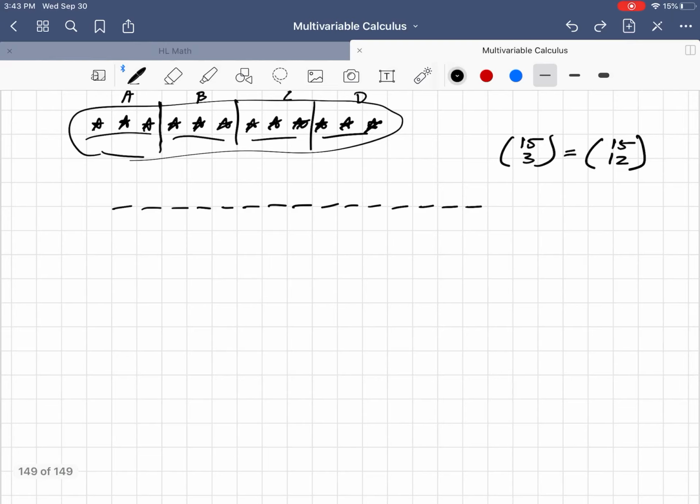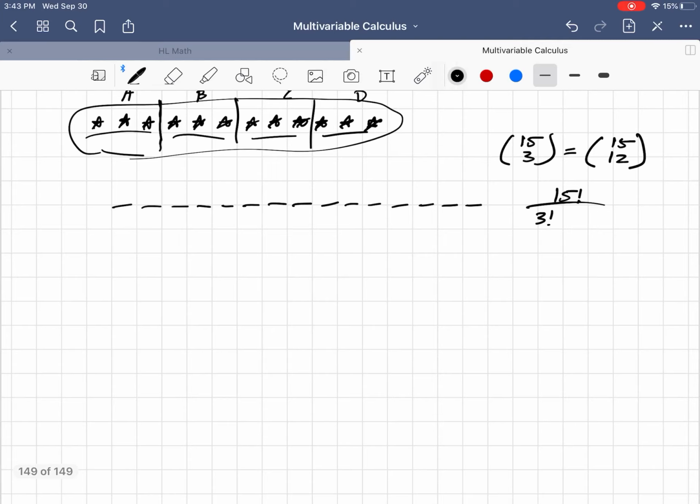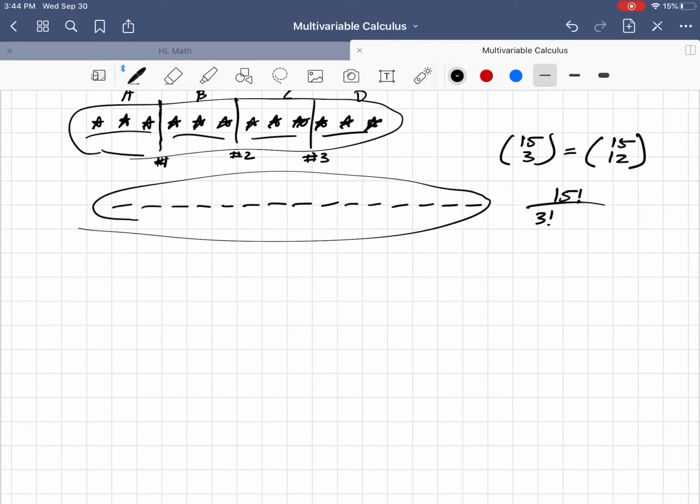So another way to think about it is we have 15 slots for all of these stars and bars. So how many ways can you put 15 things into 15 slots? Well, 15 factorial ways. But then we need to divide by a 3 factorial because the bars themselves are indistinguishable amongst each other, right? It's not like this is bar number 1 and then bar number 2 and then bar number 3. They're all the same. So we divide by a 3 factorial because that's the number of ways that the bars themselves can be indistinguishably permuted about these 15 slots right here.